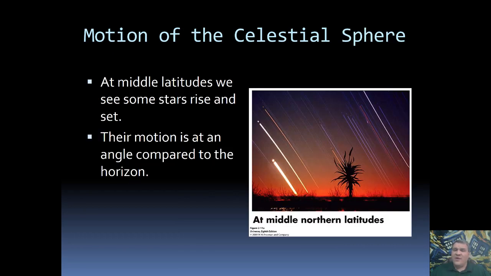Now, depending on your location, you'll actually get a different view. So what we looked at previously is what happens at mid-latitudes, so somewhere between the equator and one of the poles. In this case, there'll be some region of sky that is blocked, some region of sky where the stars rise and set, and another region of sky where the stars are always up.